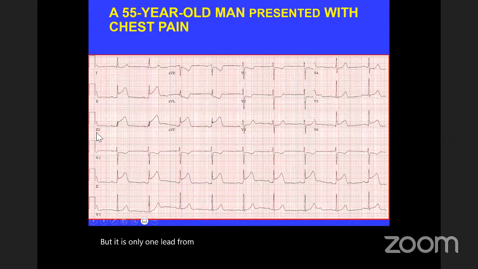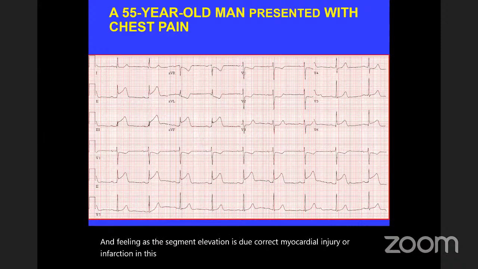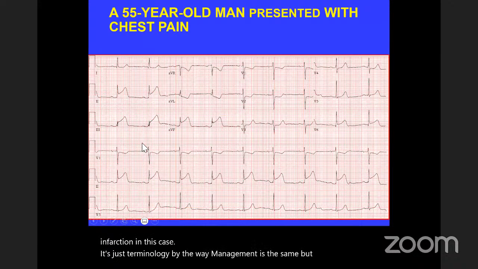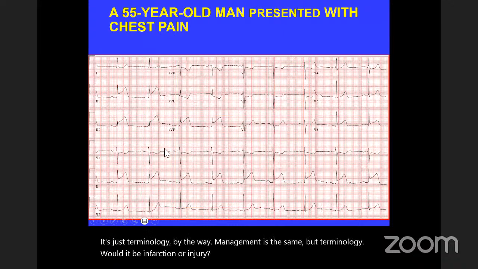So what do you call this? Inferior. Inferior what? Yes, inferior MI. Okay. Inferior ST segment elevation. Yeah. Do you call it myocardial injury or infarction in this case? It's just terminology, by the way. Management is the same, but terminology, would it be infarction or injury? I think injury. Why? Because there is no Q wave.